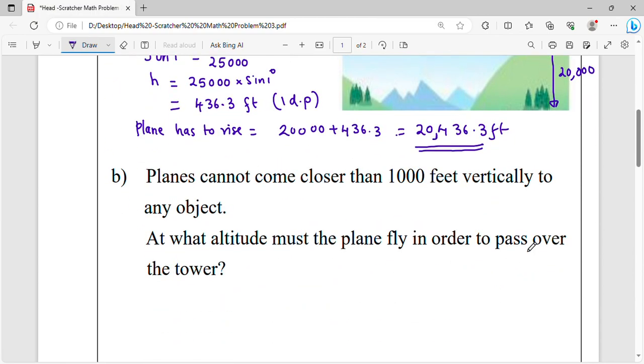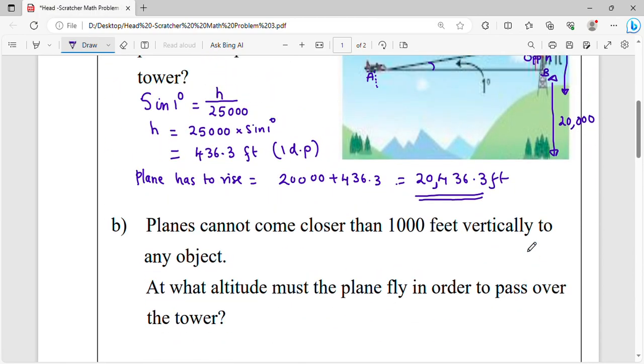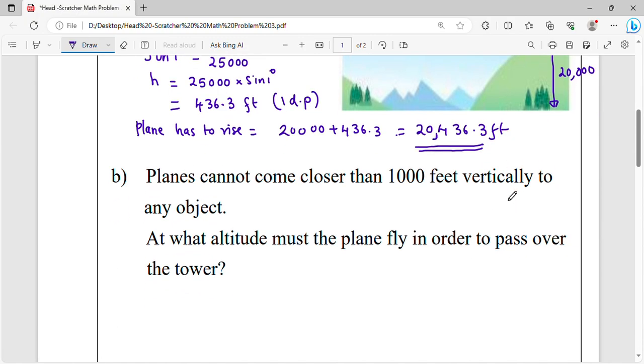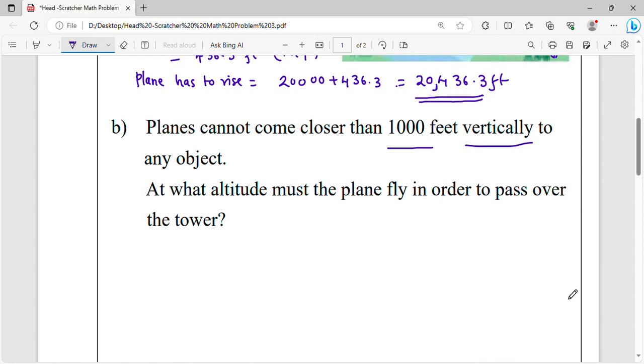Planes cannot come closer than 1,000 feet vertically to any object. So basically this is the safe distance according to regulation: it cannot come within 1,000 feet vertically. This is very important, you need to note that. So at what altitude must the plane fly in order to pass over the tower?